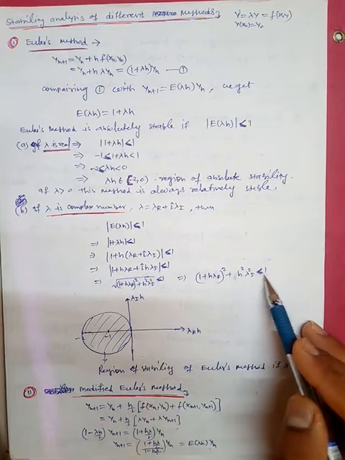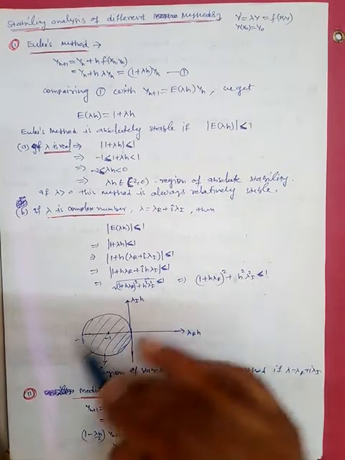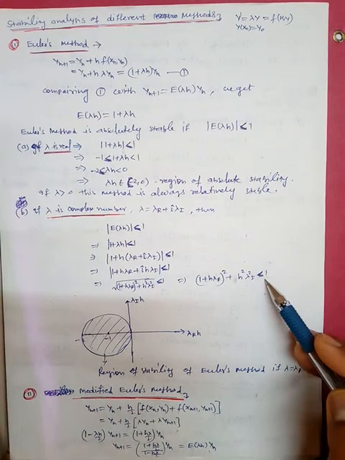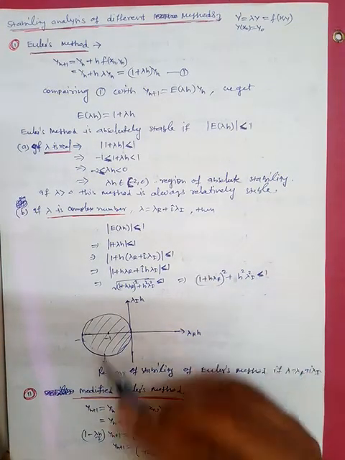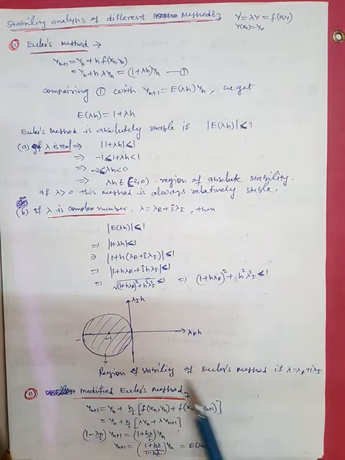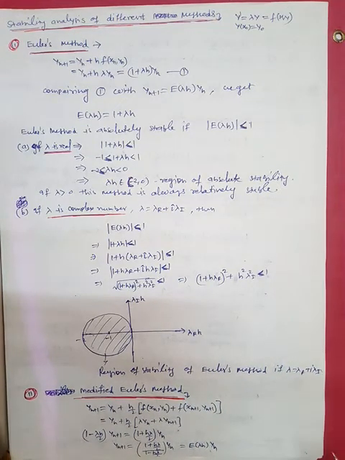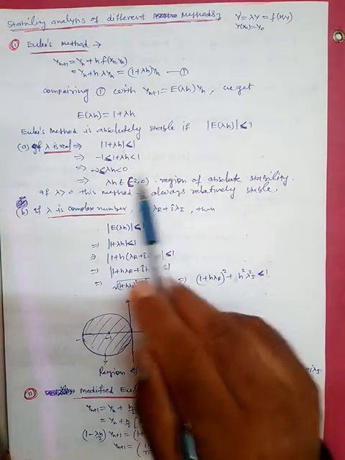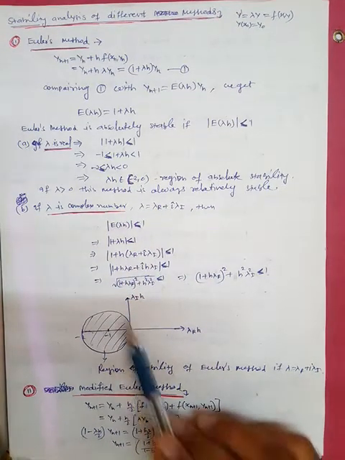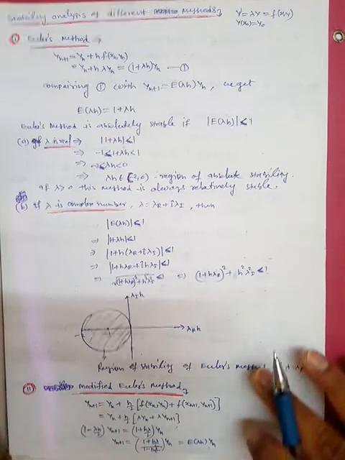And see, here the inequality is less than 1. That's why this is the shaded part. This is not just the boundary of the circle, because less than 1 means the inner part of the circle. So we will get the shaded part. This is basically the region of stability of Euler's method if lambda is a complex number. In the real case, this is the region of stability. For the complex case, this shaded part is the region of stability for Euler's method.